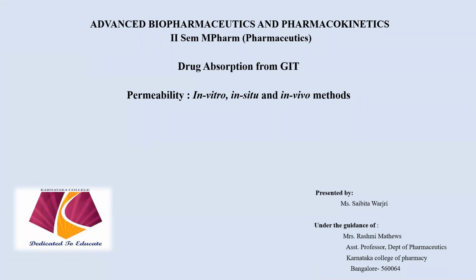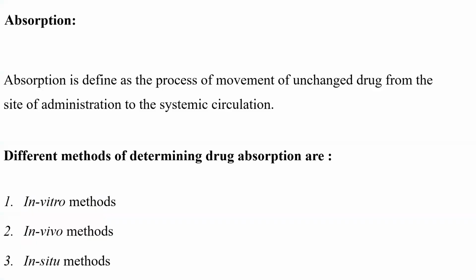I'm going to take on this topic, drug absorption from GIT, that is permeability in vitro, in situ, and in vivo methods. First, we'll go for the definition of absorption. Absorption is defined as a process of movement of unchanged drug from the site of administration to the systemic circulation. In this, there are three types of methods: in vitro, in vivo, and in situ.